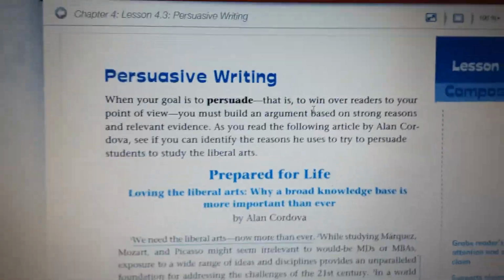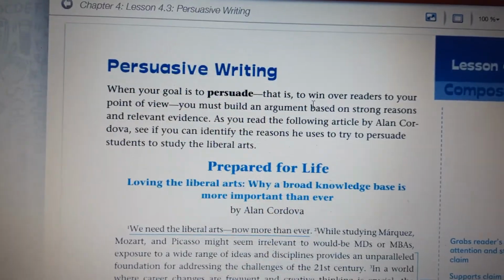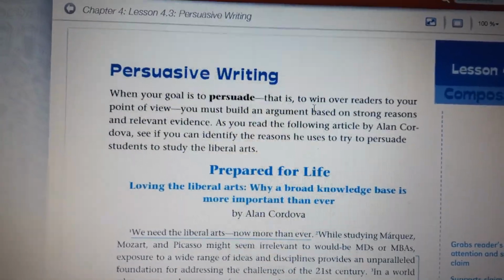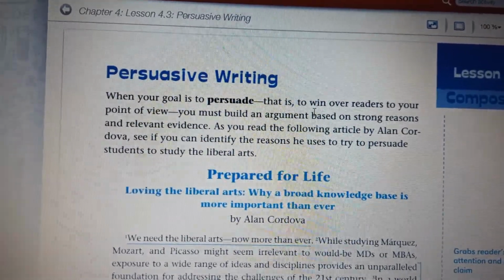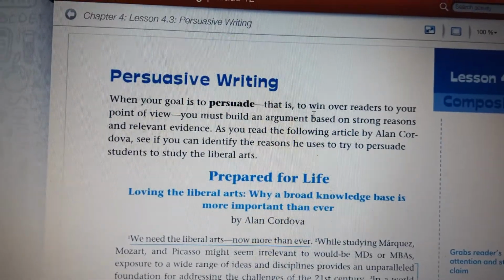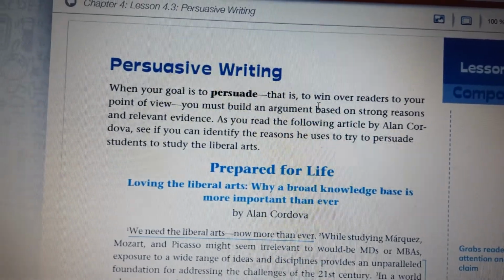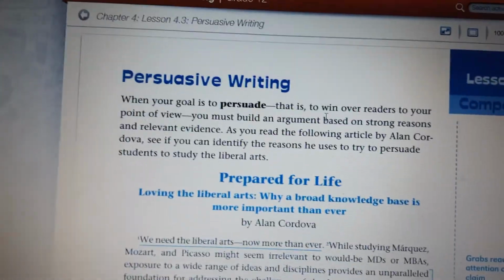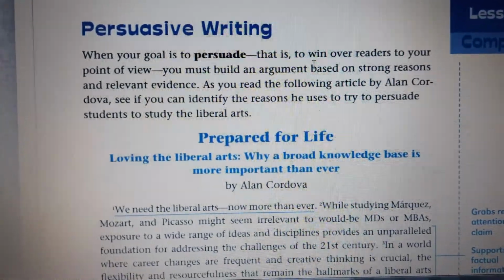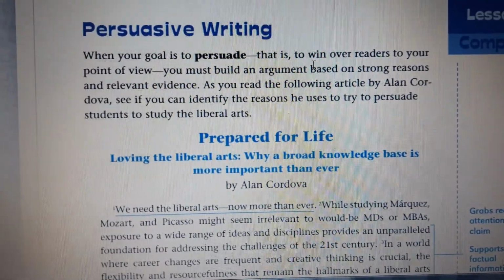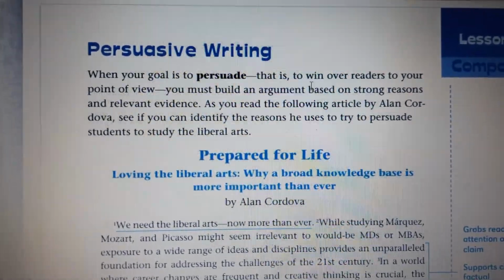Okay, so let's read a little bit from the book. Persuasive writing. When your goal is to persuade, that is, to win over readers to your point of view, you must build an argument based on strong reasons and relevant evidence. So we have to write reasons, for example, why do you think using cell phones is good in school, and give evidence. As you read the following article by Alan Cordova, see if you can identify the reasons he uses to try to persuade students to study the liberal arts.